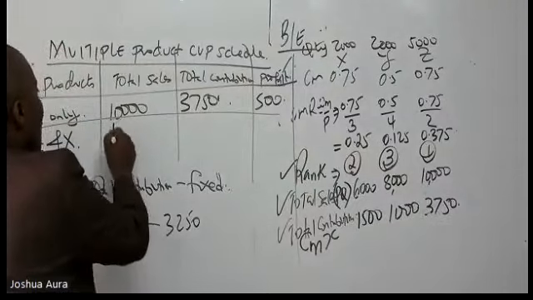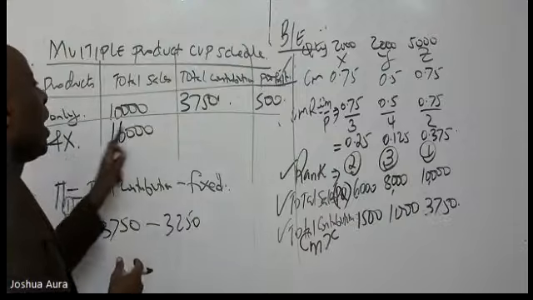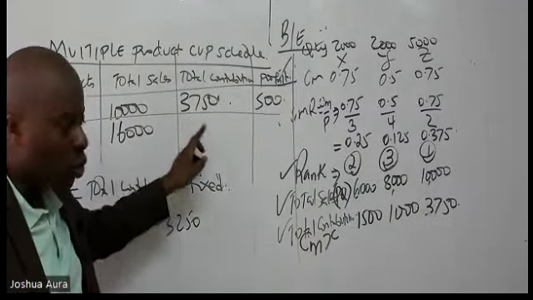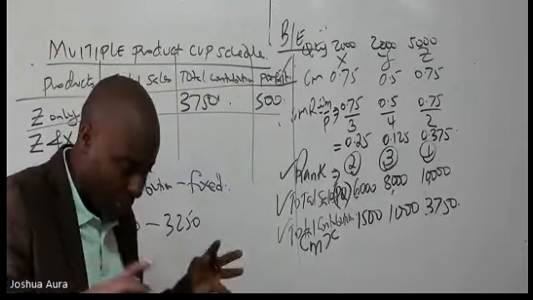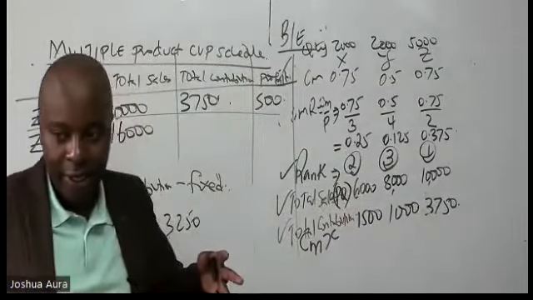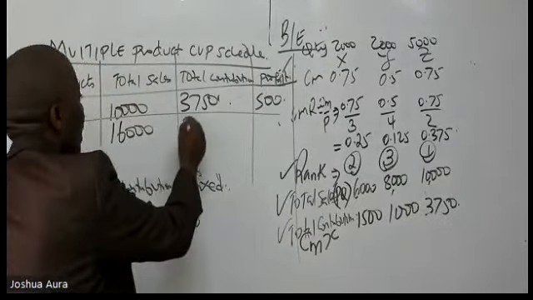Thank you so much. Now, what if we talk of producing Z and X? How much contribution shall we realize from both products? Go to the total contributions and combine the two, add the two together. Susan is giving me, Eric is giving me 5,250. Frida, I've also seen your figure, 5,250.